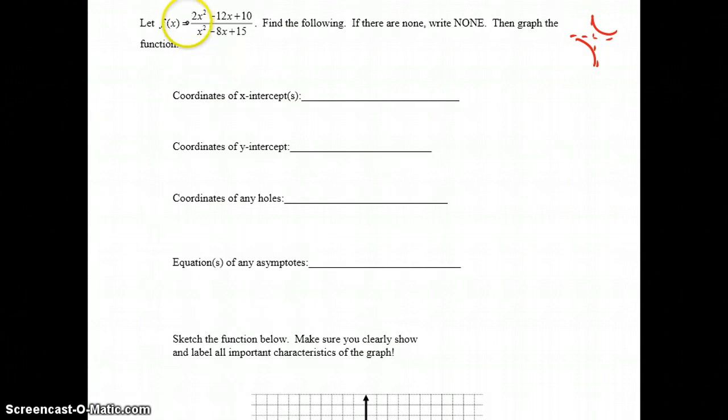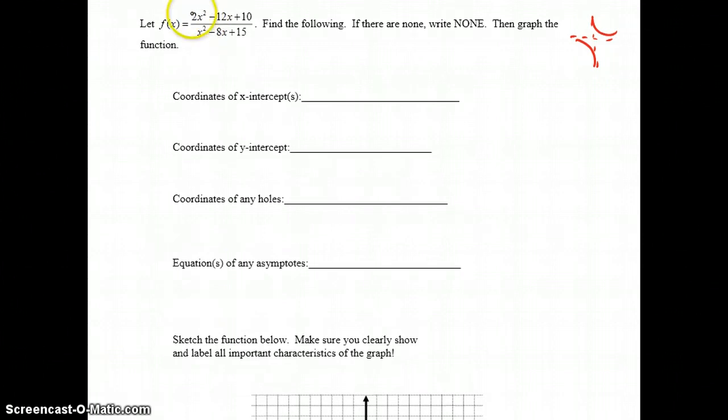First thing I notice, the degrees are both to the second power, which means that there is a horizontal asymptote, not at 0, but at the term on the numerator over the term on the denominator. So, this has got a horizontal asymptote at y equals 2 over 1, which is 2. With that, let's start factoring this thing.